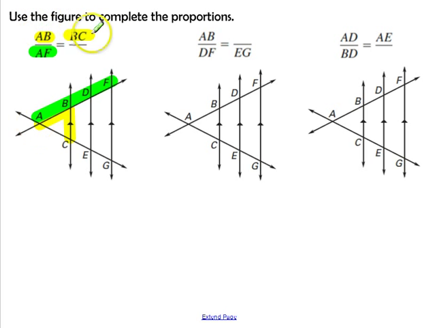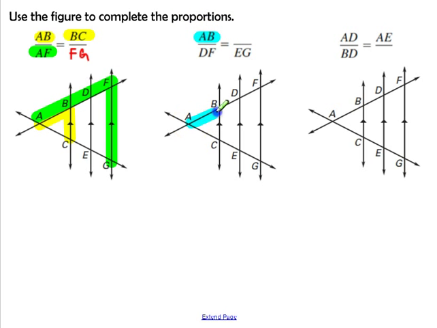We have across the top the top side of the small triangle and the right side of the small triangle, so across the bottom that needs to correspond to the top side of the big triangle and the right side of the big triangle. So the missing segment length in the proportion is going to be segment FG. And we're going to follow that same idea with the second one.